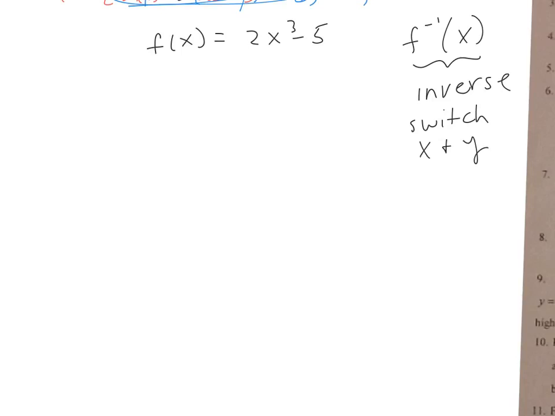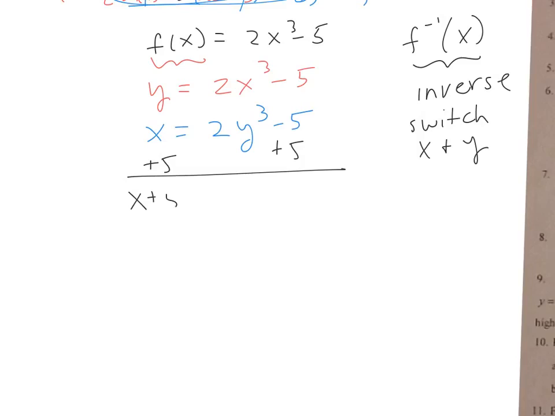All right, but where is my y value over here? I don't see a y value. Well, f of x is another way just to write y equals when we're representing a function. So I have y equals 2x to the third minus 5. Now I can switch x and y. X equals 2y to the third minus 5. Now I want to put it in y equals form. So I'm going to add 5. X plus 5 equals 2y to the third.